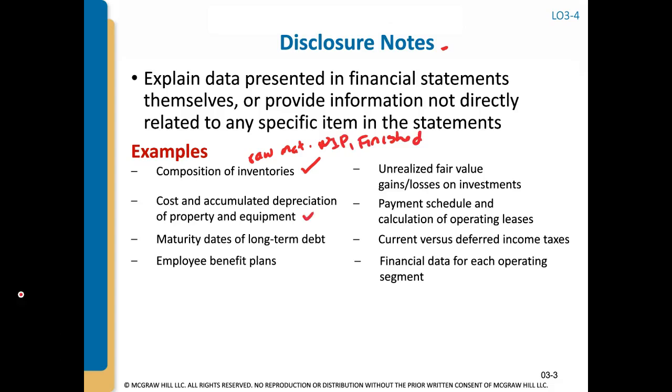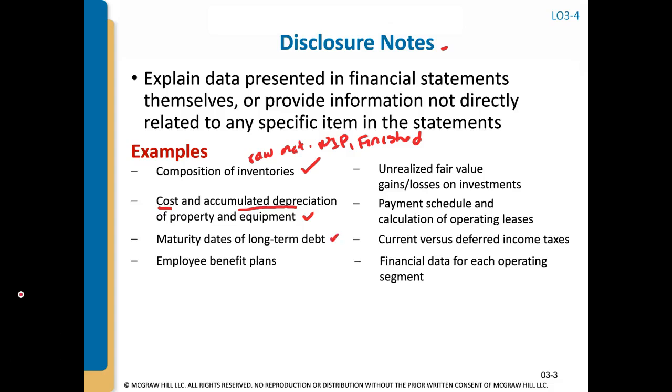One of the disclosures that's required is you have to disclose it based on the major types of PP&E that you have, such as land, building, equipment. You have to disclose the cost for each of those categories, as well as accumulated depreciation, as well as your total depreciation expense for the year.